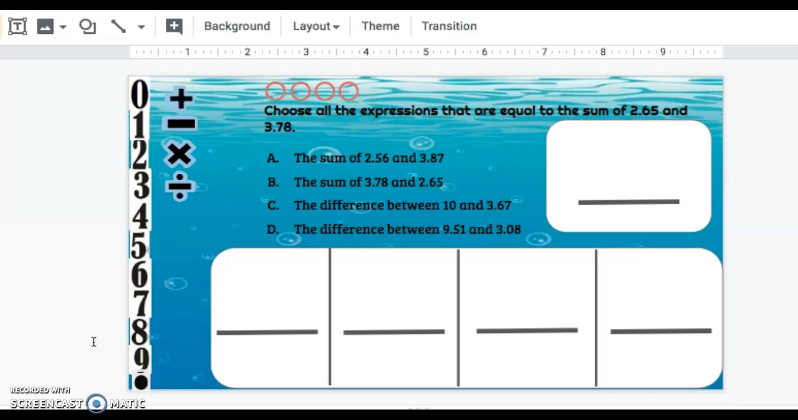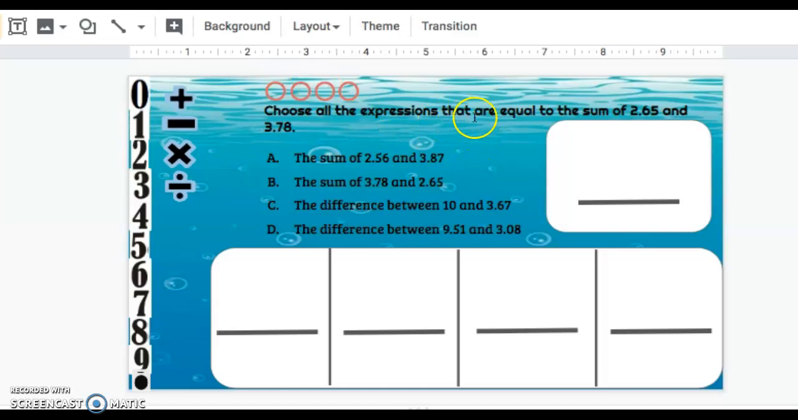Now, the question's asking us to choose all the expressions that are equal to the sum of 2 and 65 hundredths and 3 and 78 hundredths. When we have a question that says choose all, it means that we may have more than one answer. So we can't just do one and be done. We have to do them all to make sure that we have eliminated or correctly solved the correct answers.